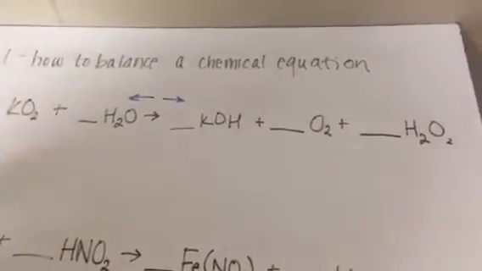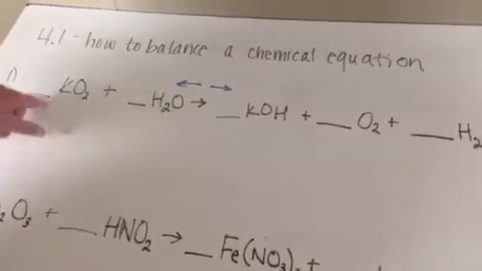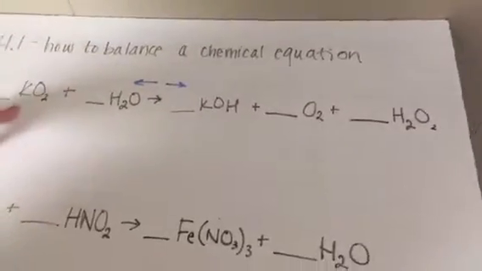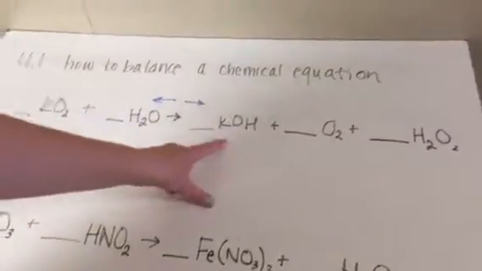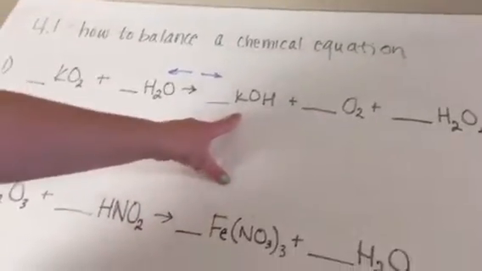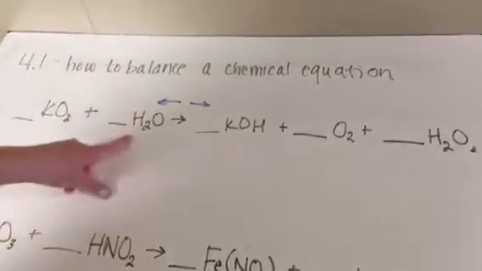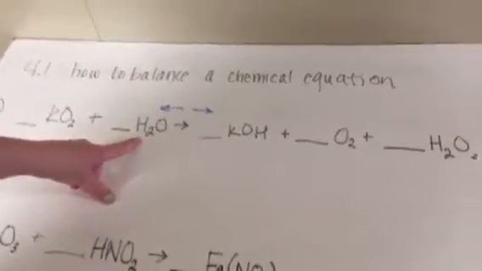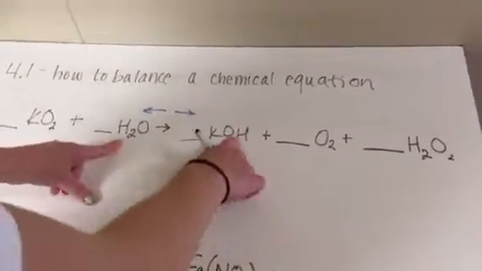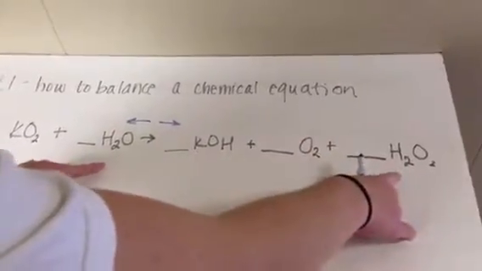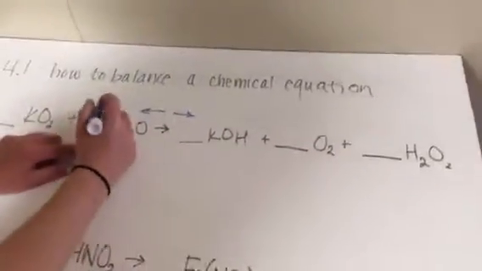Okay, so we're going to go element by element. We have one potassium atom in the reactants, and we have one potassium atom in the products. So we're good on potassium for now. We're going to look at hydrogen. We have 2 hydrogen here, and then we have 1, 2, 3 hydrogen here. So we're going to multiply this by 2.